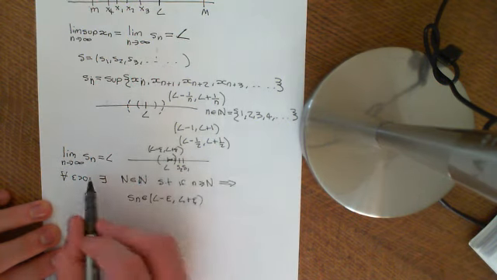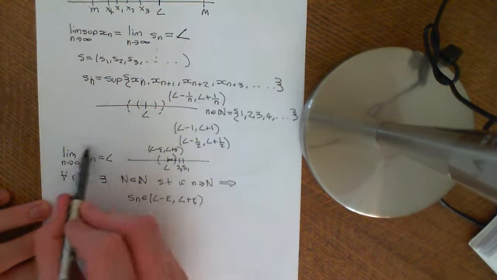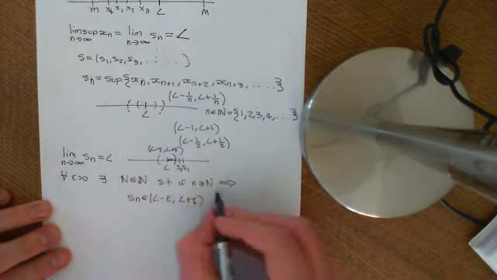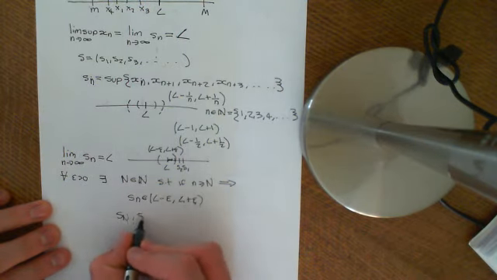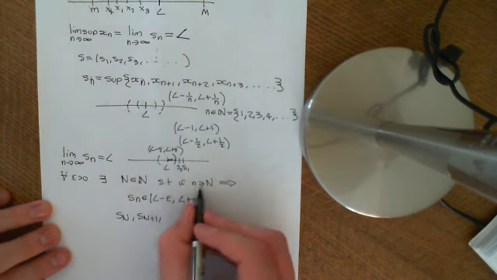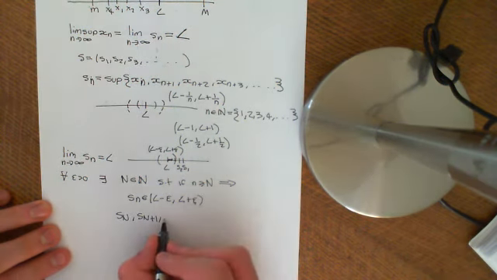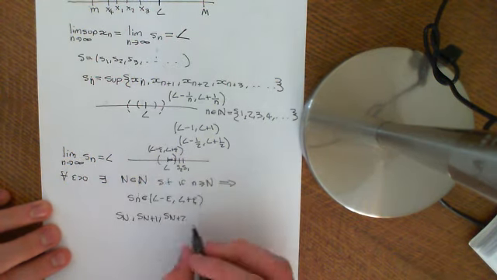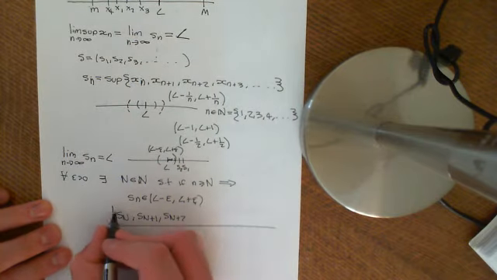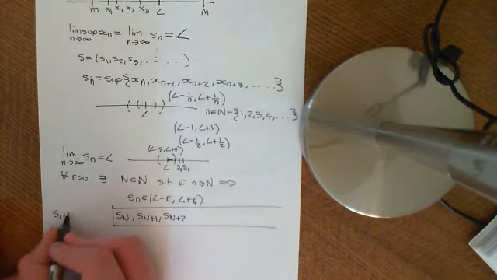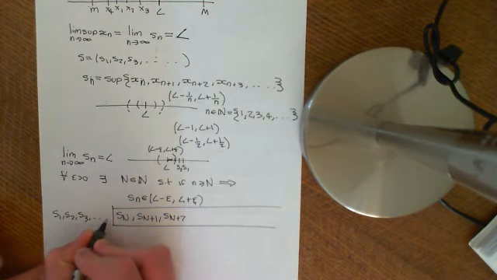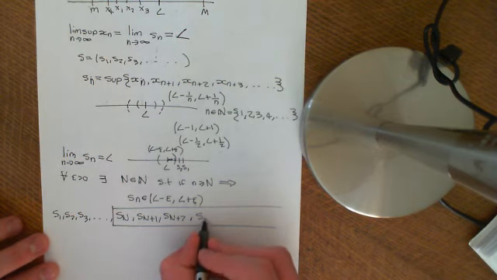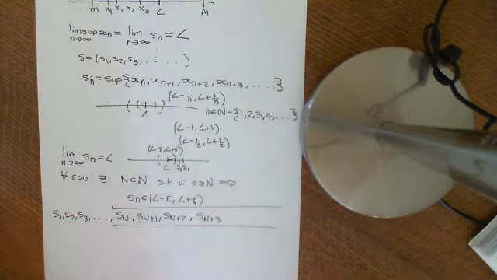I can find you, by the definition of convergence, a point, a big N, in this sequence, so an S big N, such that that term and all terms after it, so all little n that are greater than or equal to big N, are going to be within this interval. So the sequence starts off with S1, S2, S3, etc. I can find you a point, S big N, such that that term and all terms after it are within this epsilon interval around L.